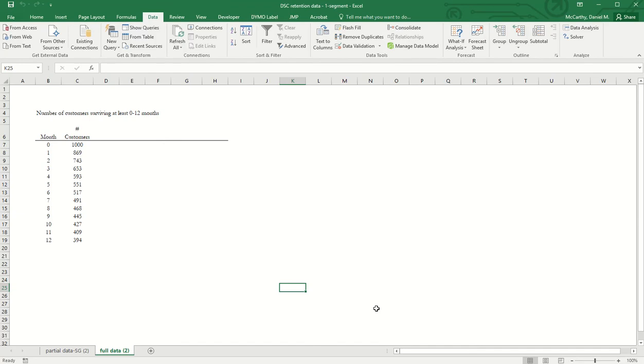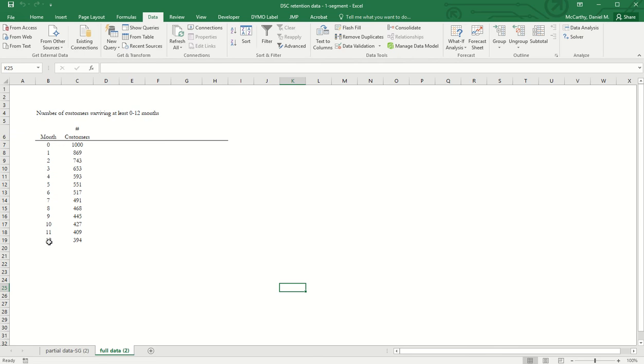Alright, today I'm going to show you how you can fit a one-segment shifted geometric model very easily in Excel. So the data that I'm going to consider is the data set that we used in class. This is just the hypothetical Dollar Shave Club data set.